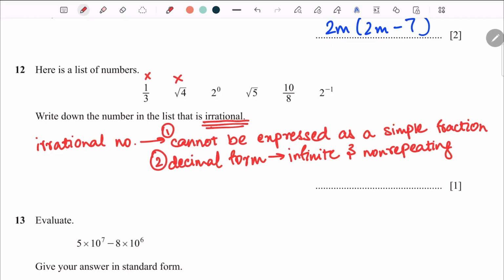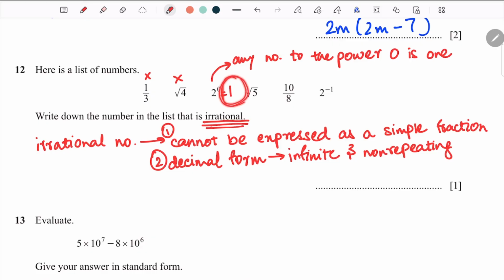Now 2 to the power 0, any number to the power 0 is 1. So 2 to the power 0 will be equal to 1. 1 is once again a whole number, so it cannot be irrational. So we're going to cancel out 2 to the power 0 as well. Then under root 5 is left. Under root 5 is an irrational number because it will be simplified into a decimal form which is infinite and non-repeating.